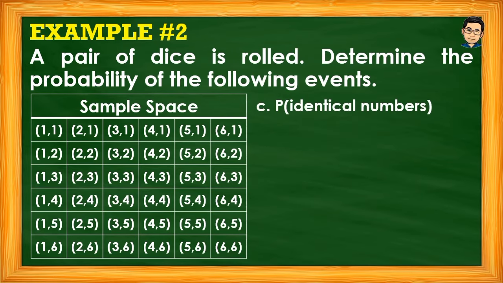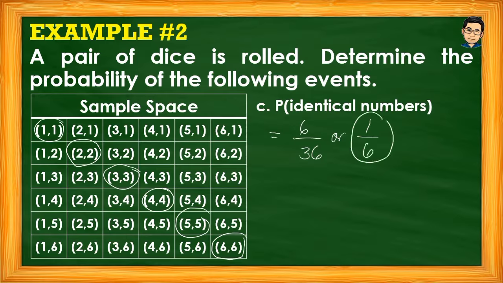For letter C, what is the probability of getting identical numbers? So, identical numbers, parehong numero po dapat sila on the first and second outcome. Lahat lang na magkakapareho, like for example, 1, 1, pababa, 2, 2, 3, 3, 4, 4, 5, 5, and then 6, 6. Kung bibilangin natin yan, meron po tayong 6. So, 6 over 36. And then, simplify natin siya. The GCF is 6. So, our answer will be 1 over 6.